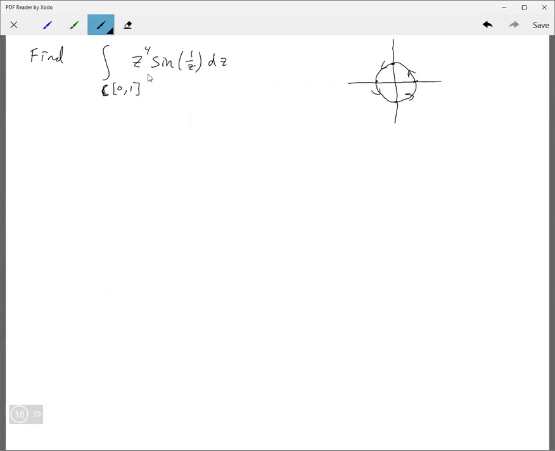And looking at this function, what singularities does it have? Zero. What's that? 0? Yeah, 0. 0 is a singularity because you can't plug it in right here. Okay, so 0 is a singularity. And that's the only one because you can plug anything else in. Okay, so everything else is fine.